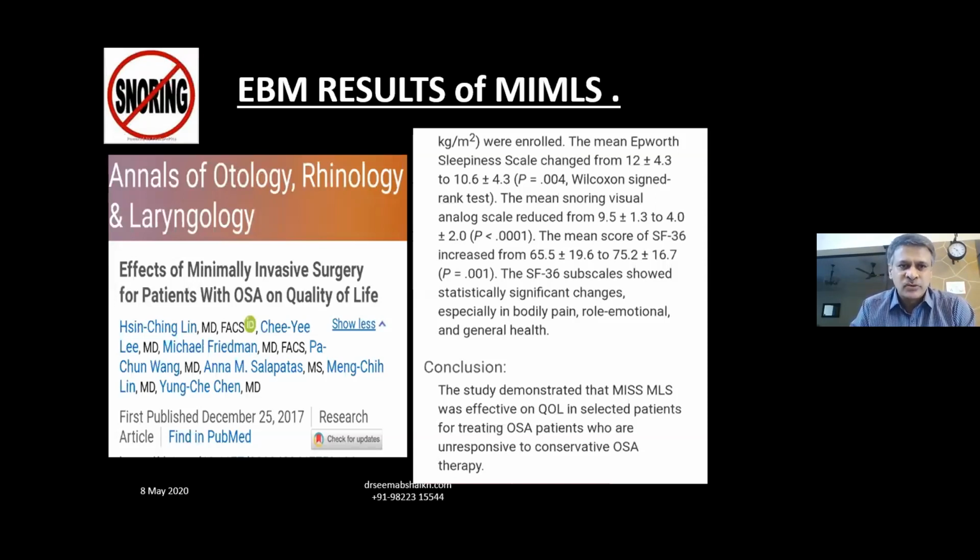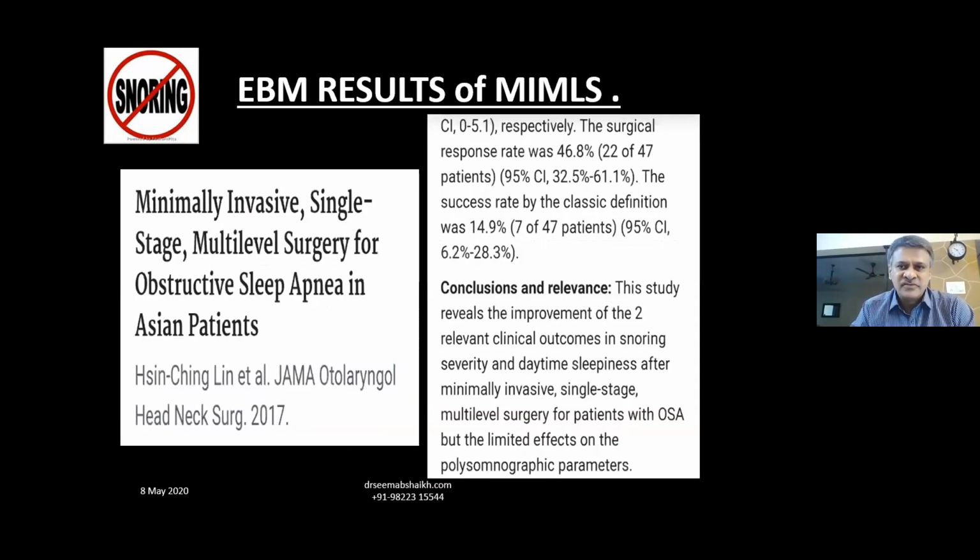You can always look into it, and you will see that the minimal invasive surgeries for patients with OSA definitely improves lots of things on the parameters that we have. And a proper counseling and a proper understanding will give them even better results as what the patient expects. So any amount of literature you go out and see, you will realize that what MI-MLS actually does is here. The two major things that really improve with MI-MLS is the snoring severity and the daytime somnolence after these single stage or multi-level minimally invasive work. And this has been amply proven.